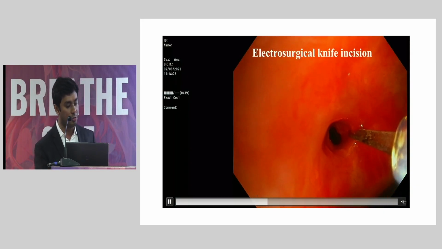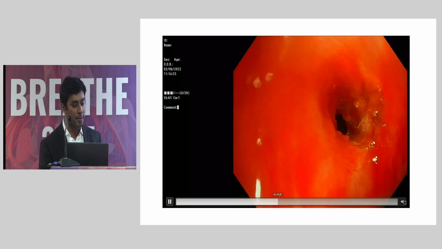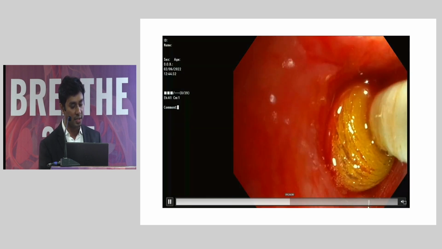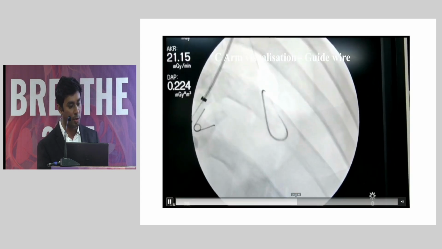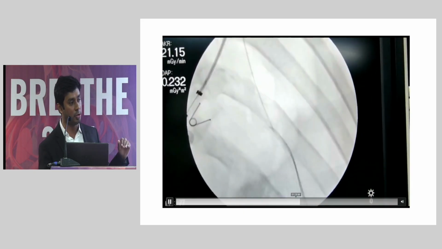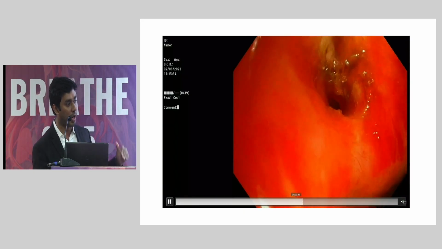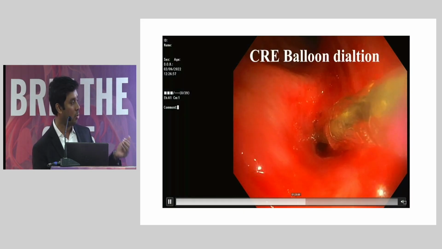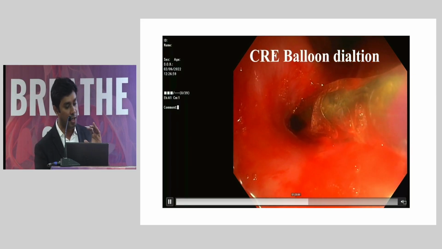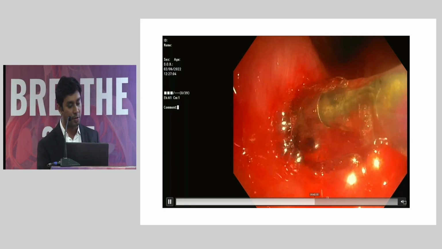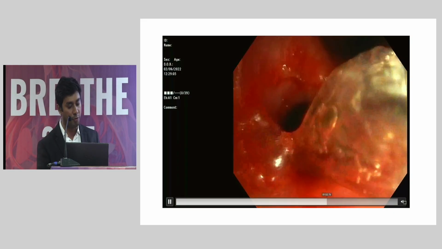So what we are doing is we are making some electrosurgical incisions to open up the airway, and once it is done, now you are seeing that we are putting a guide wire to see if it is actually going inside the lung or not, and it is not going inside the mediastinum. Once we know that we are in the correct plane of dissection, then what we are doing is we are inflating with the help of a CRE balloon.